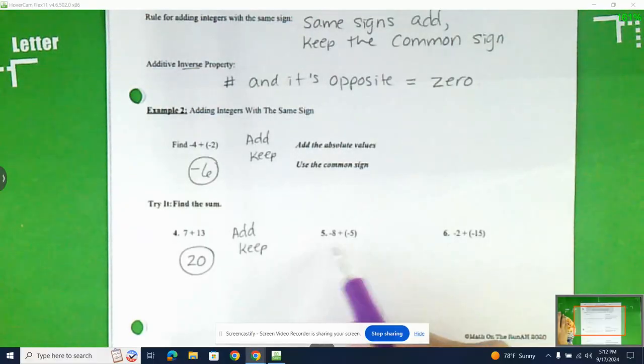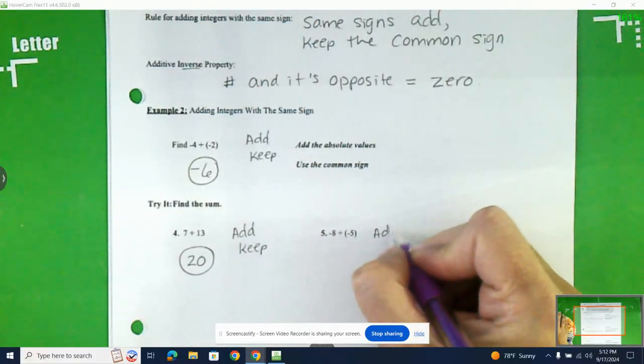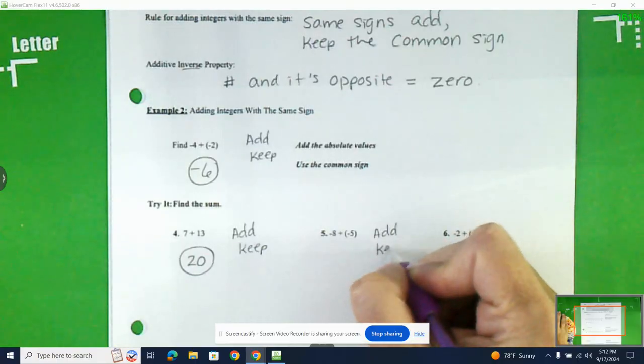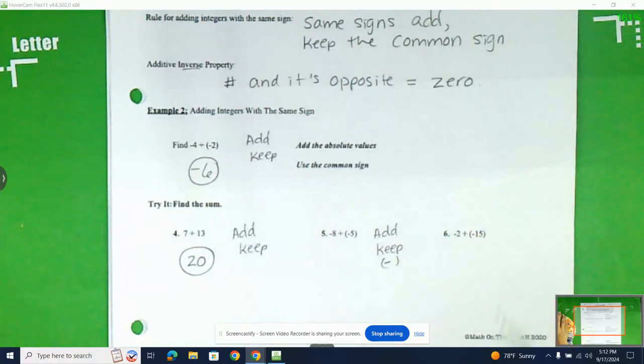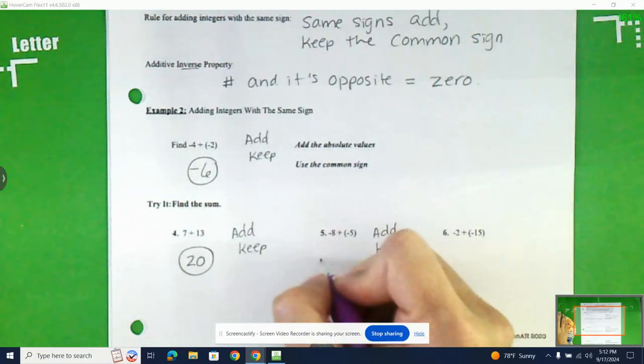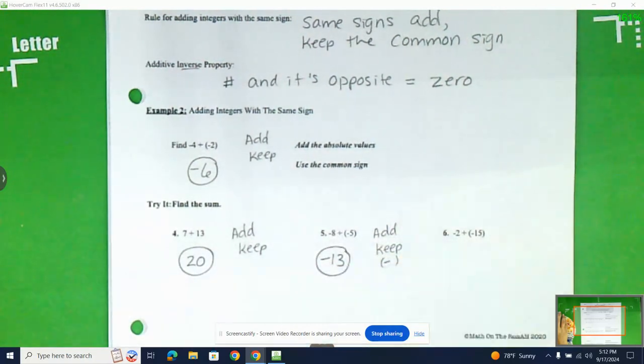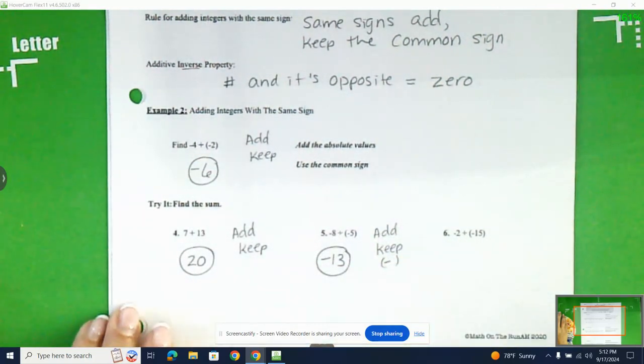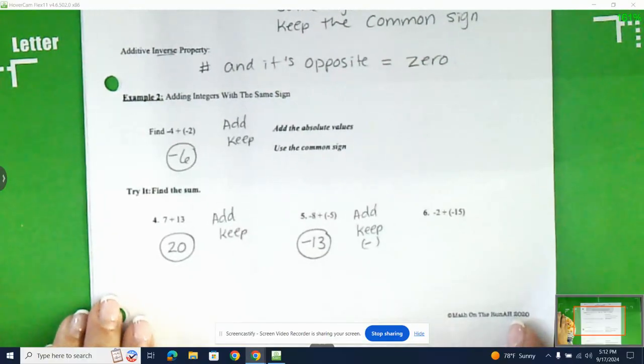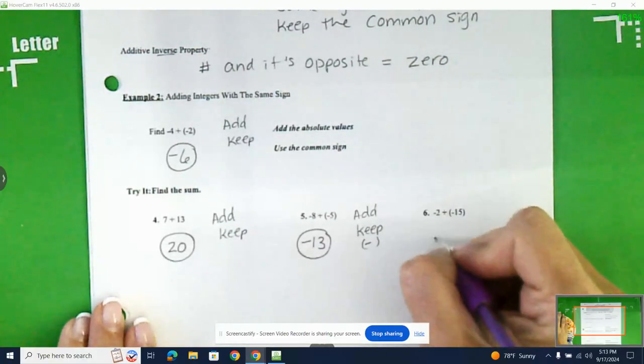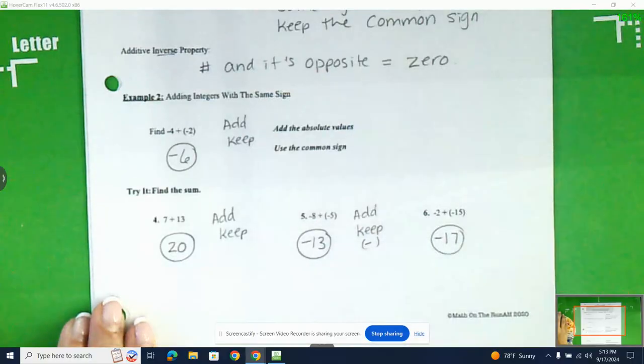Example number 5, we have 2 negatives, so again, same signs add, and this time we're going to keep the negative. So -5 plus -8 is altogether -13. And in number 6, we have -2 plus -15. Well, that's -17. Same thing, we're going to add and keep that sign.